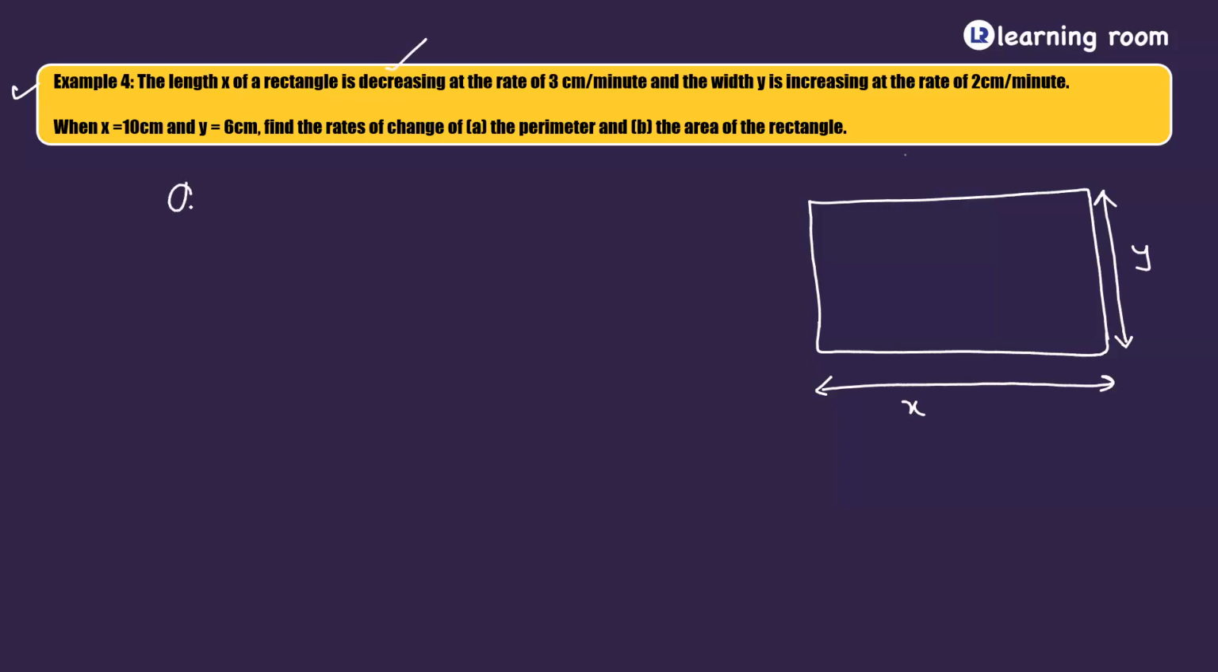So dx by dt is equal to minus 3 centimeter per minute. Why minus? Because they use the word decreasing. Whereas the width y is increasing at a rate, so dy divided by dt is 2 centimeter per minute. When x is equal to 10 and y is equal to 6, find the rate of change of the perimeter and area of the rectangle.